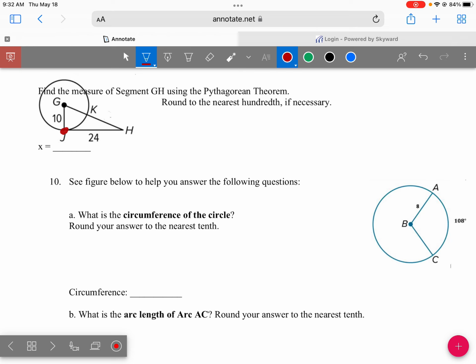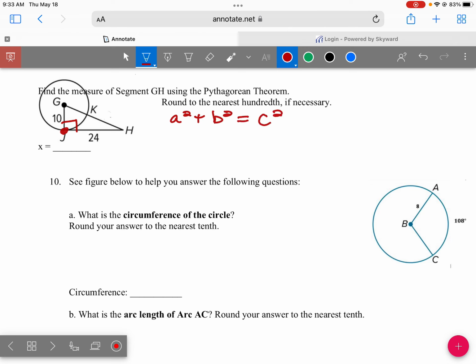Anyone? What kind of an angle is GJH? So what type of angle? Right, it's going to be a right angle. Yes. So we're going to use Pythagorean theorem. You only use Pythagorean theorem for a right angle. So a squared plus b squared equals c squared.